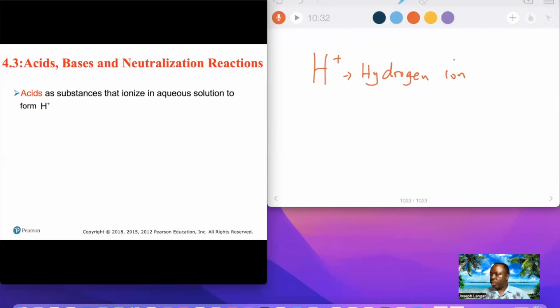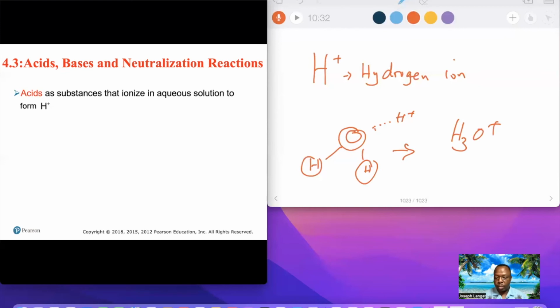It doesn't want to stay by itself in H2O. If this is taking place in H2O, remember this is the molecular geometry of H2O. It gets associated with the oxygen, with this produced hydrogen ion, and you'll see this as hydronium ion. Anything that produces hydronium ion is an acid. So hydrogen ion and hydronium ion can be used interchangeably.